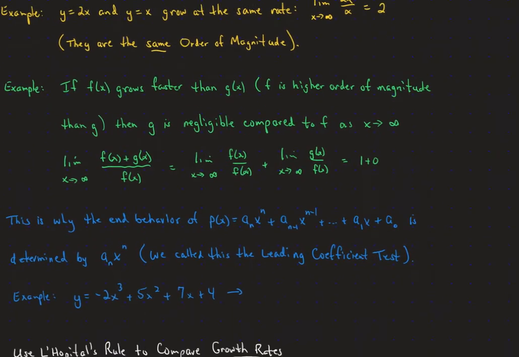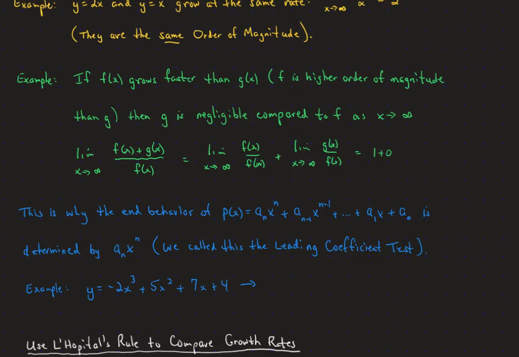So if f grows faster than g, that is, if f is a higher order of magnitude function than g, then g is negligible compared to f as x goes to infinity. So, for example, if we take the limit as x goes to infinity of f plus g over f, we can split that apart and make it f over f plus g over f. We can see that f over f, of course, is just going to be 1, but g over f is going to go to 0, and so that's what we mean when we say it's negligible. It's not going to make any difference.